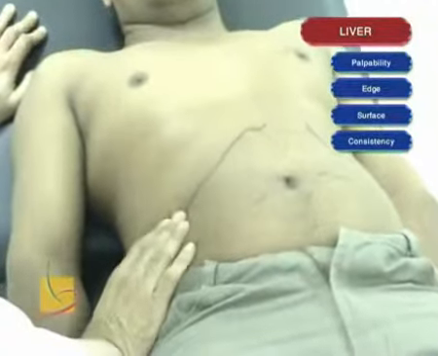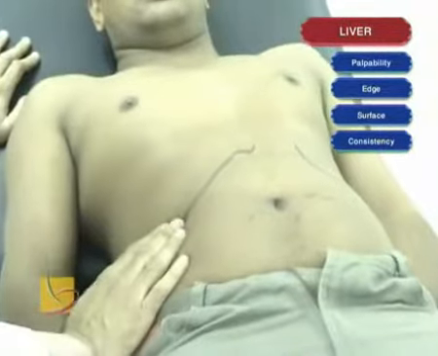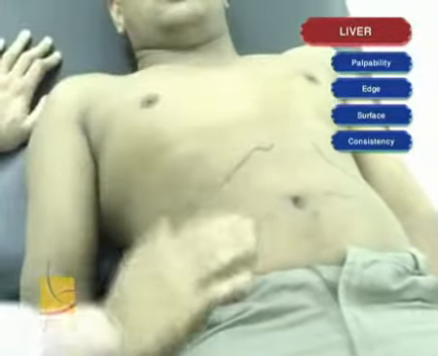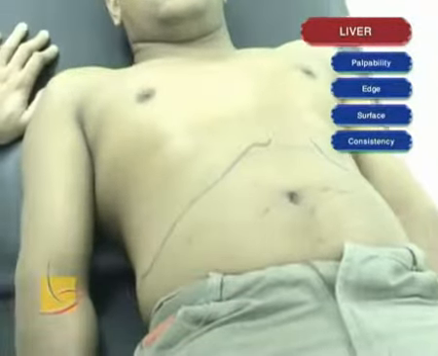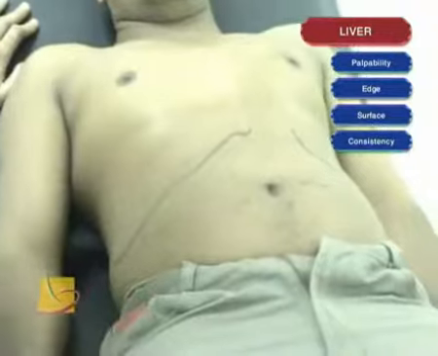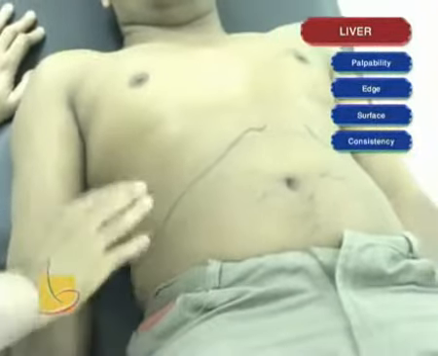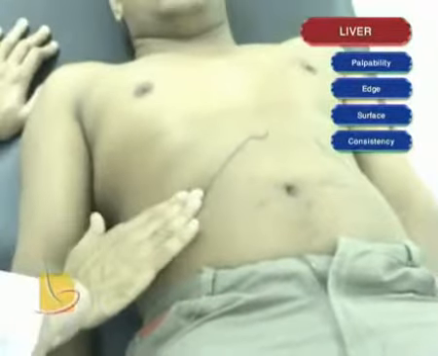Firm consistency is like the tip of the nose here. Soft is something like the abdomen or the cheeks. Hard, of course, like the skull or the wall. Most patients with chronic liver disease due to liver fibrosis or liver cirrhosis have a firm liver.